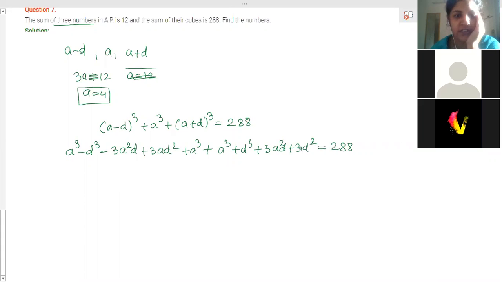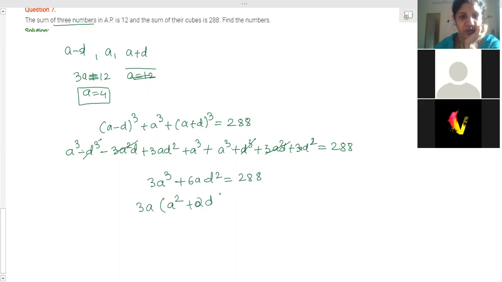Now here anything cancels, D cube gets cancelled. Minus D cube plus D cube cancel. A cube plus A cube plus A cube is 3A cube. Minus 3A square D and plus 3A square D get cancelled. So it is 3A cube plus 6AD square is equal to 288. Now we can take 3A common, into the bracket is A square plus 2D square is equal to 288.